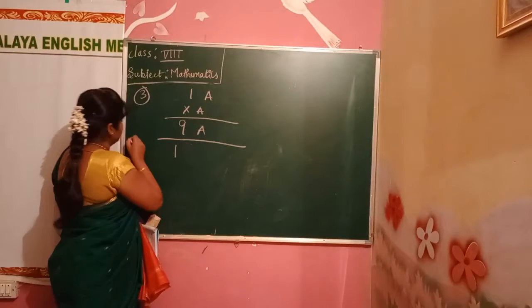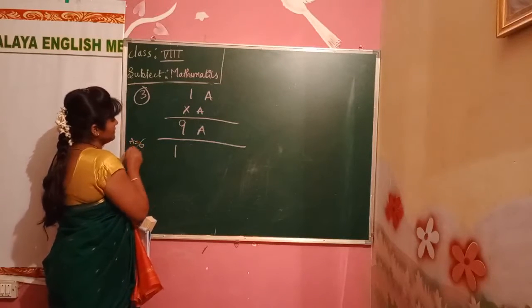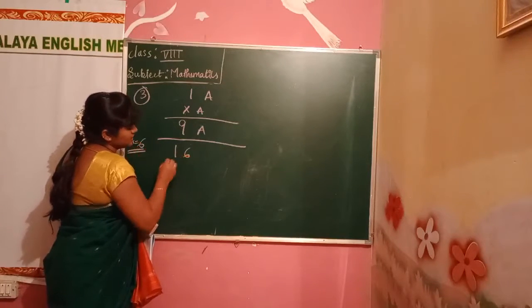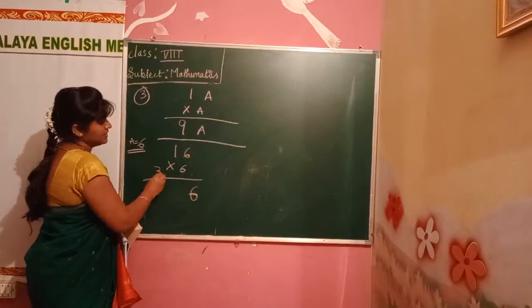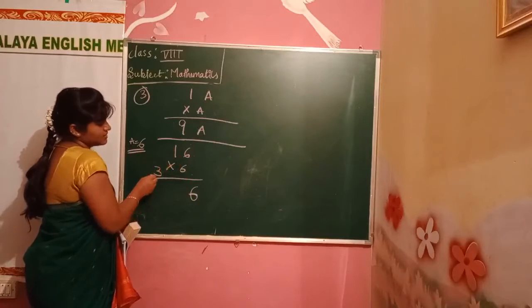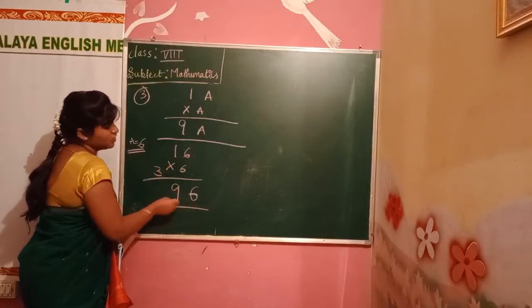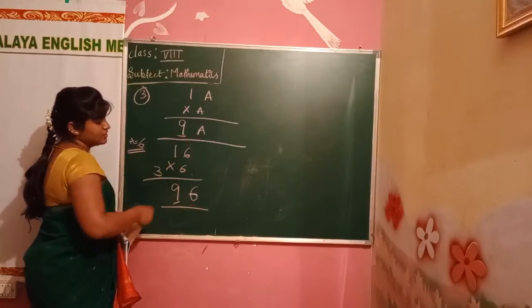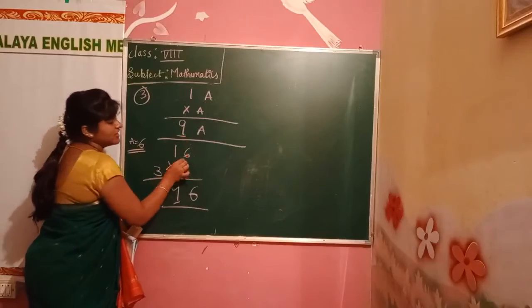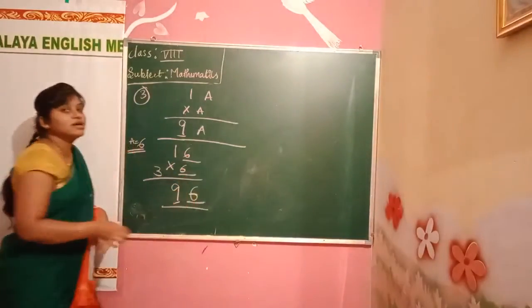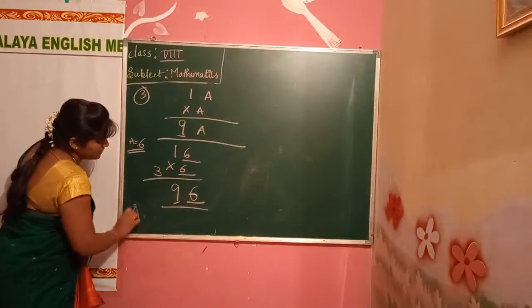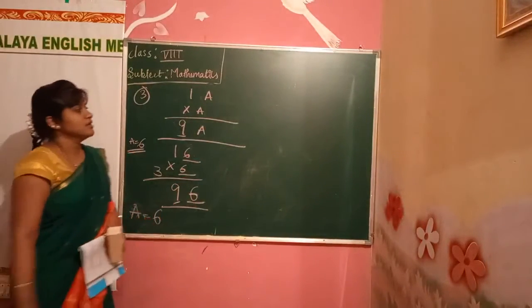a is equals to 6. 1 6 into 6. 6 6 are 36. 3 carry. 6 ones are 6 plus 3. Exactly we got 9 here. Yes. And one more thing. Here also I got 6. Here also I got 6. And here also we got 6. So a will be what? 6.